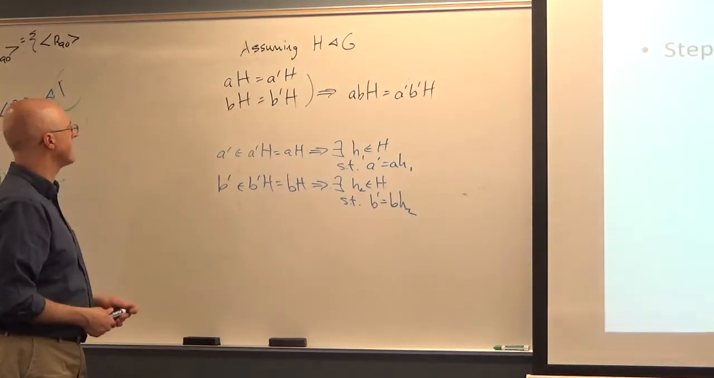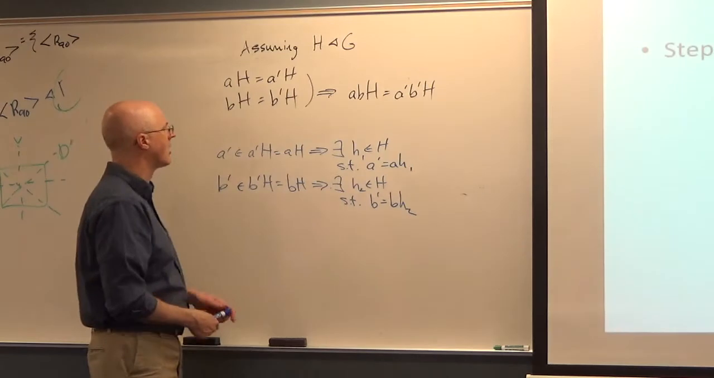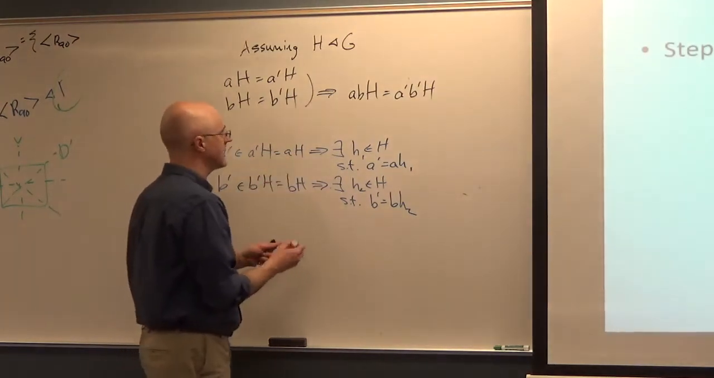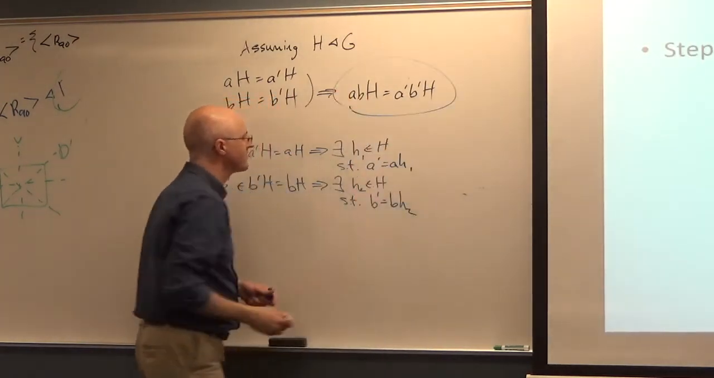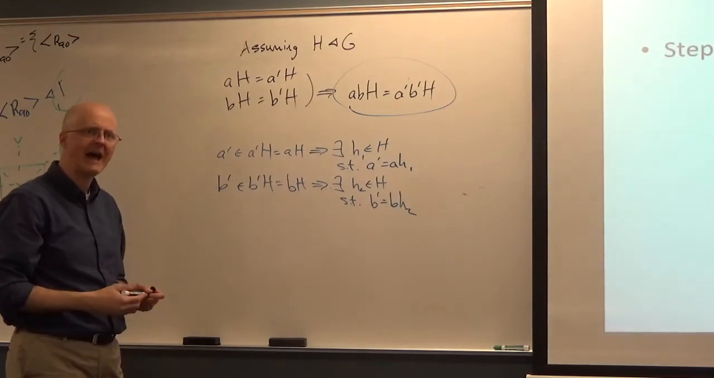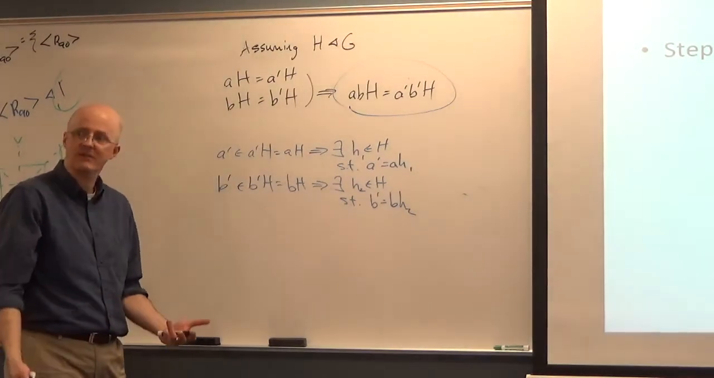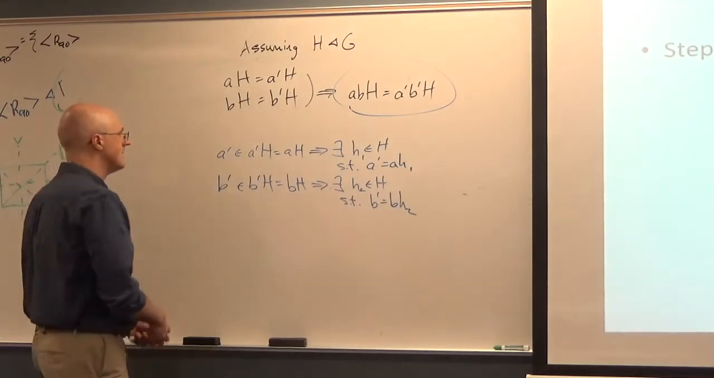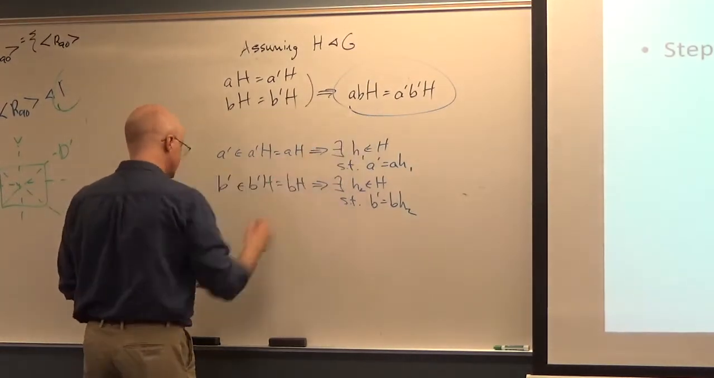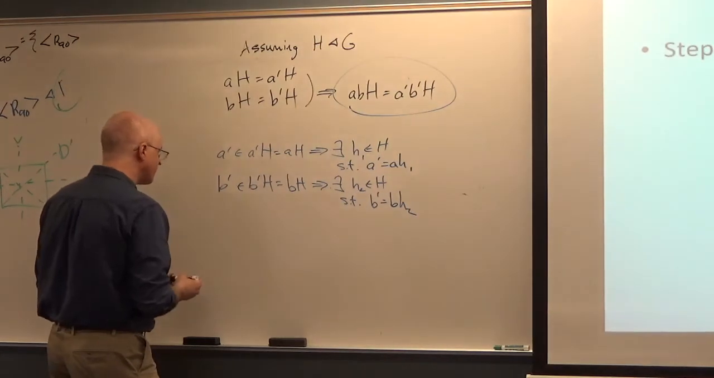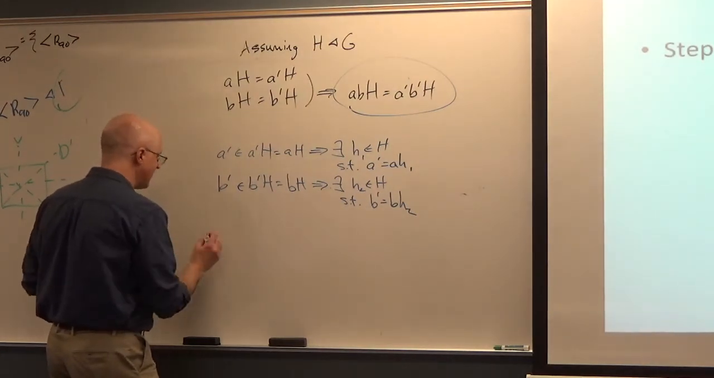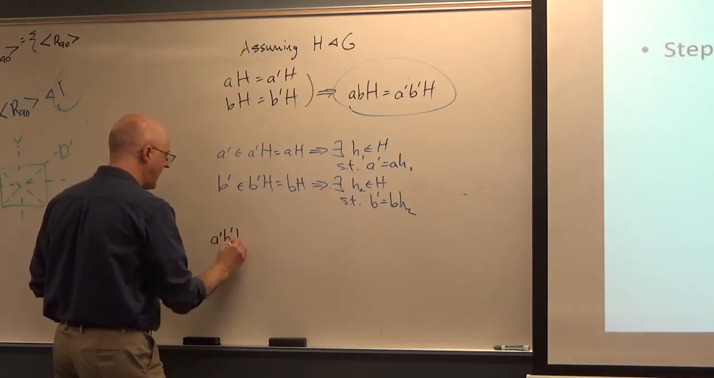What's the significance of that? What is our goal? Our goal, again, is to show that this equality is true. So now you're working on some scratch paper. You just do some algebra and see if it works out. Maybe start with the right side of that equation that you're trying to show is true. Write down A prime B prime H.